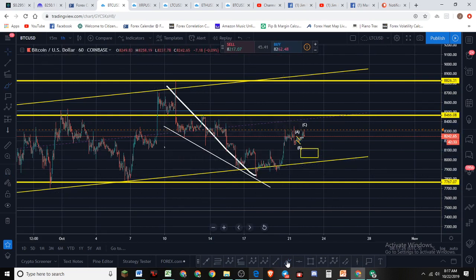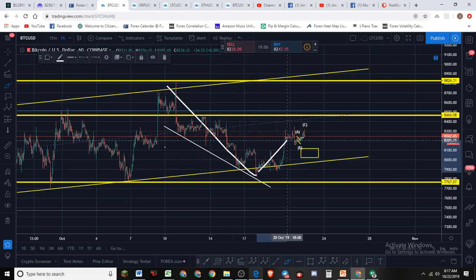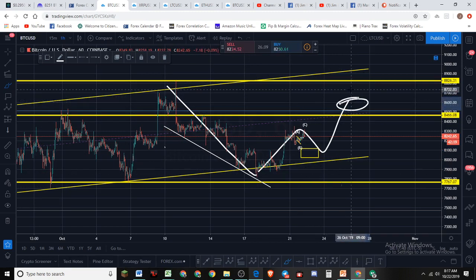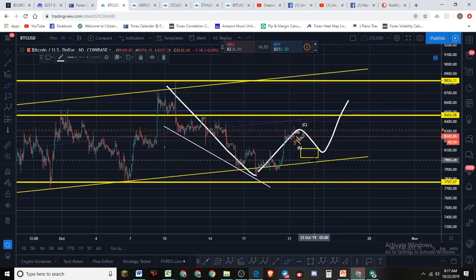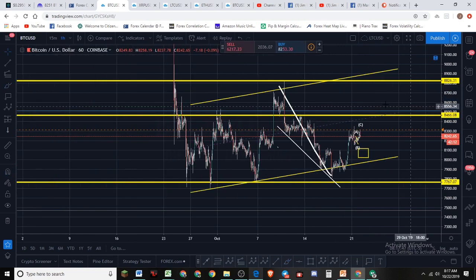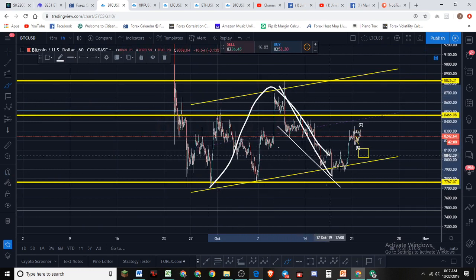Secondly, this is still the second possibility. This is a leading diagonal, and then we get a three-wave structure that looks like that. That's what I'm currently watching for as well, and I'll tell you again what to look for. We're looking for about $8,600 as a target if that happens. Third, we have a potential for a flat correction here that takes us something like this to about $9,000.